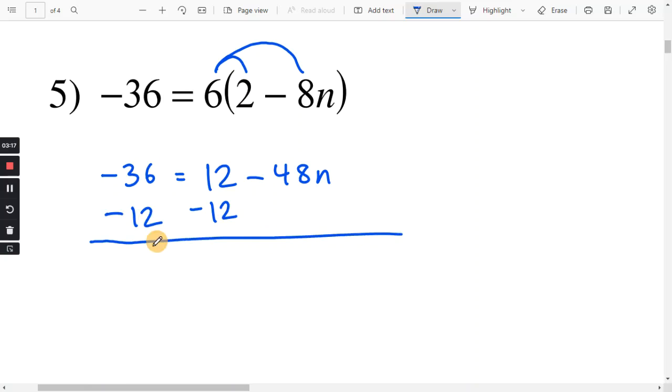All right, negative 36 minus 12. It is basically the same as adding, but you keep the negative number. All right, so 6 plus 2 is 8, and 3 plus 1 is 4. So that's negative 48. 12 minus 12 cancels, and bring down your negative 48n.